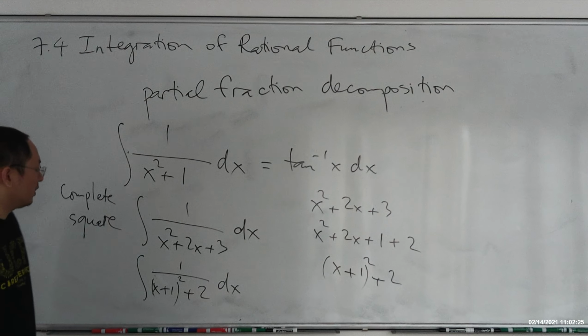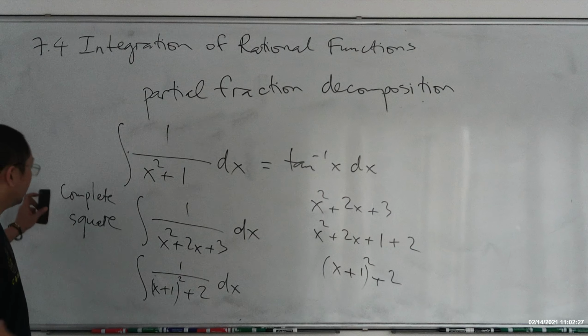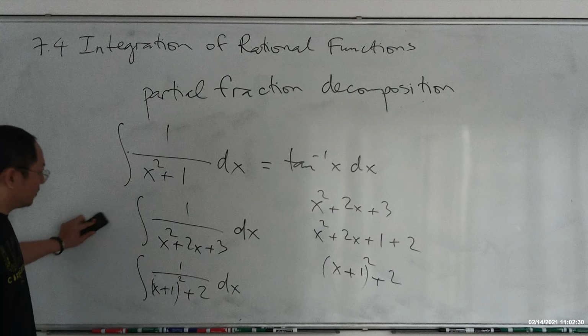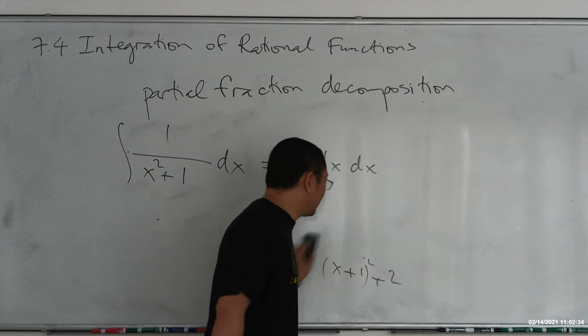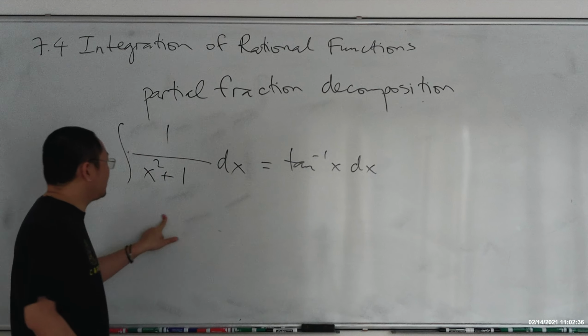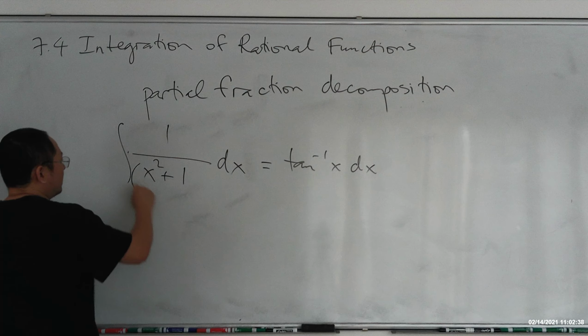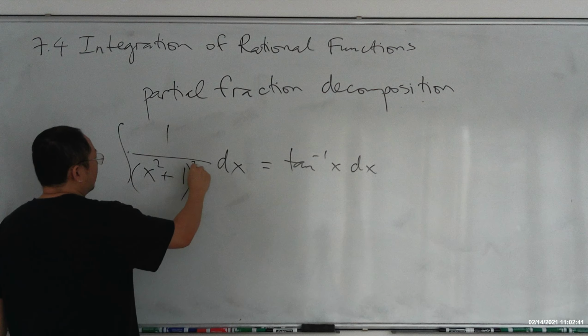Let's come back to the previous problem. So this completing the square technique is going to be useful as well. But anyway, this is not the hardest one yet. Then what if you have multiplicity for x squared plus 1? Say I go to the third power.